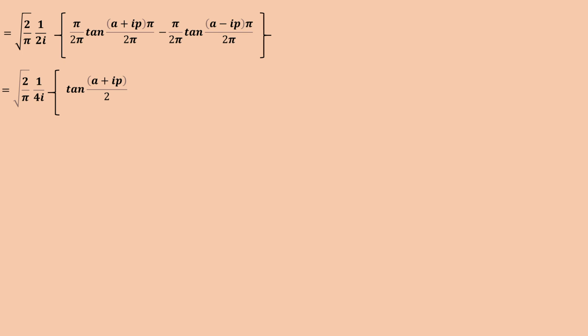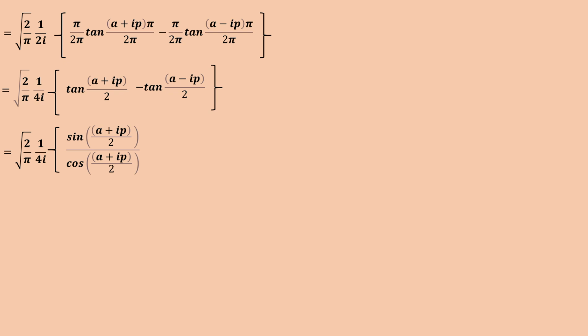In tan a plus ip, pi by 2 pi and pi get cancelled, so you will get a plus ip by 2, minus second term tan a minus ip, here also pi and pi get cancelled, a minus ip by 2. So that is equal to root 2 divided by pi, 1 by 4i. So tan can be written as sin by cos: sin a plus ip by 2 over cos a plus ip by 2, minus sin a minus ip by 2 over cos a minus ip by 2.